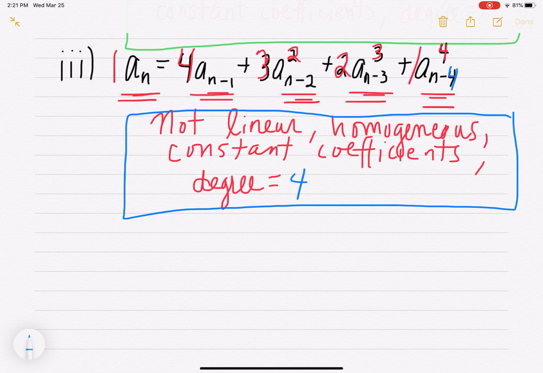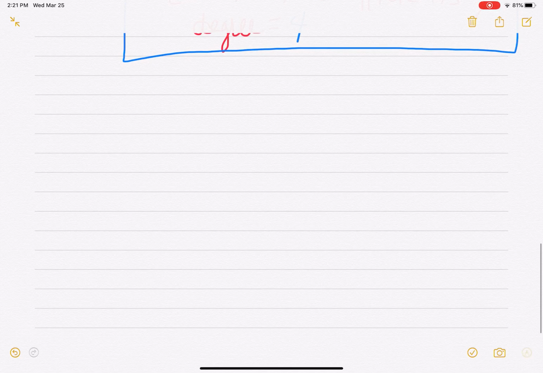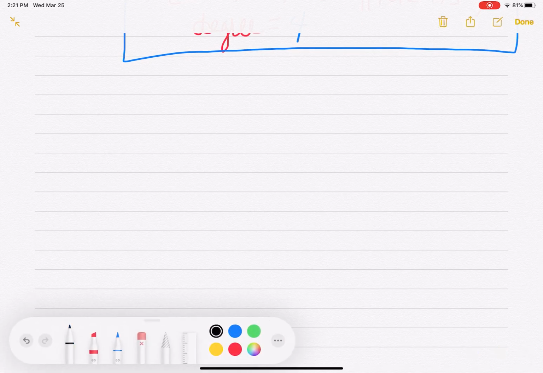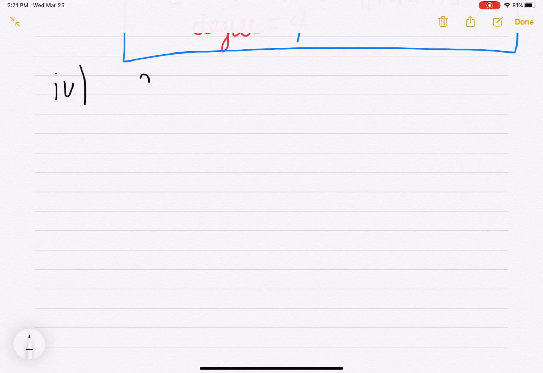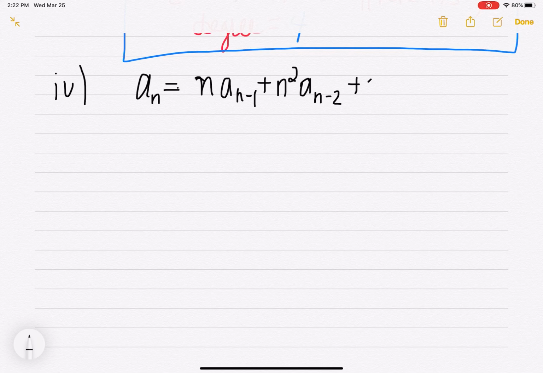Let's do one more example. Number 4. Say you have a_n defined to be n times a_(n-1) plus n squared times a_(n-2) plus n cubed a_(n-3) plus n to the 8th power a_(n-8). So let's say you had a recurrence relation like that.